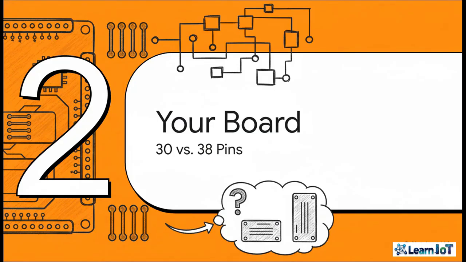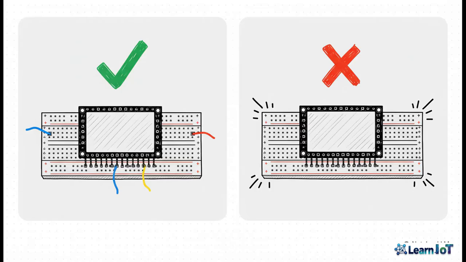All right, so hopefully that clears up the naming mess. But there's another thing you probably noticed when you bought your board: the number of pins. Are you working with a 30-pin version or a 38-pin version? Let's break that down. And this slide just lays it out so clearly. The 30-pin board, it's nice and narrow. It slots right into a standard breadboard, and you still have a row of holes free on each side to plug in your jumper wires.